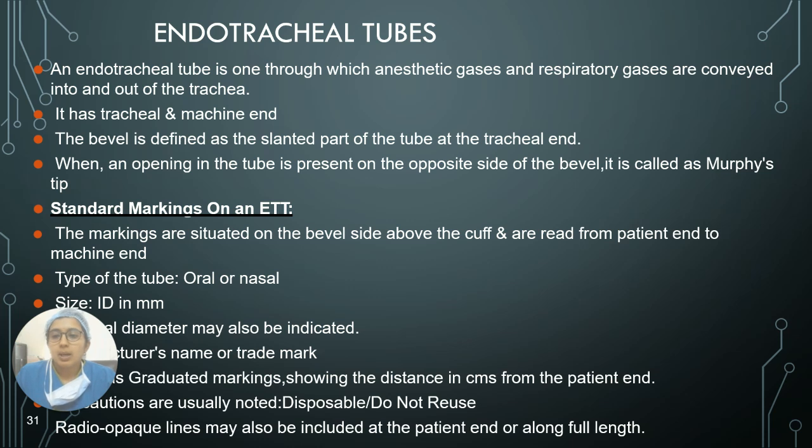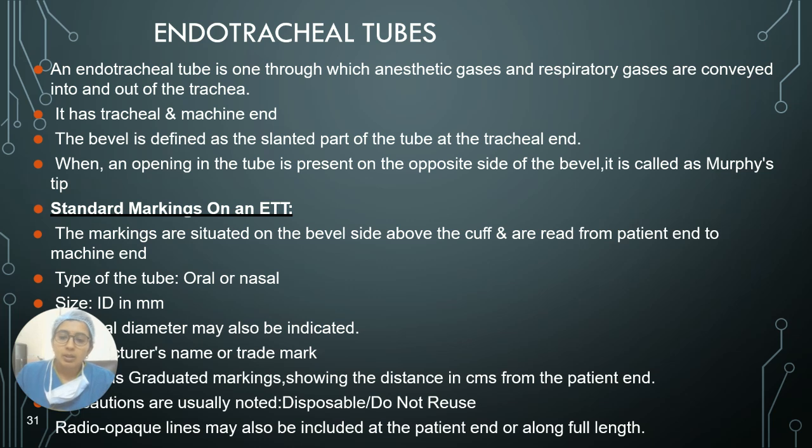Standard markings on an ET tube: the markings are situated on the bevel side above the cuff and are read from the patient end to the machine end. Types: oral or nasal. Size: it is measured according to the internal diameter in mm. The manufacturer's name or trademark is also present on the tube. It has graduated markings showing the distance in centimeters from the patient end.